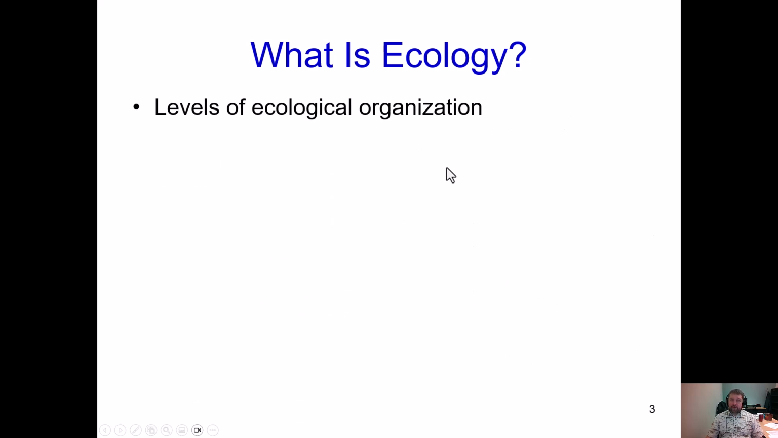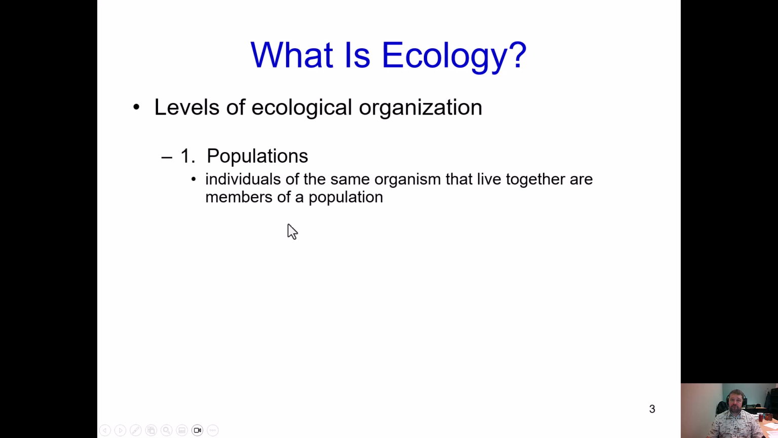So how is ecology or ecological systems organized? Normally we organize systems in the following way. We're often not interested in single organisms. Maybe we're sampling single organisms, but we're often interested in populations. That's the first level of organization. The same species, the same organisms that live together, are members of a population. And normally a population is defined by organisms that can reproduce together.